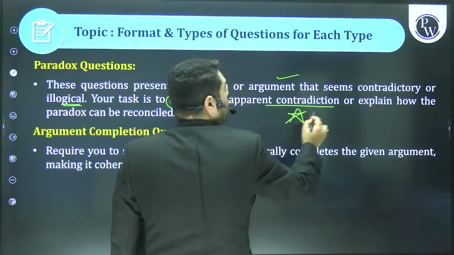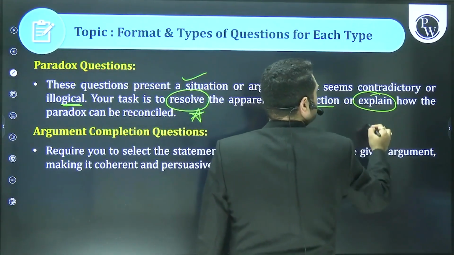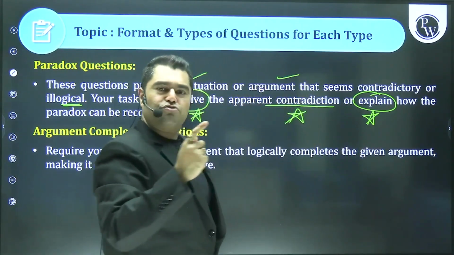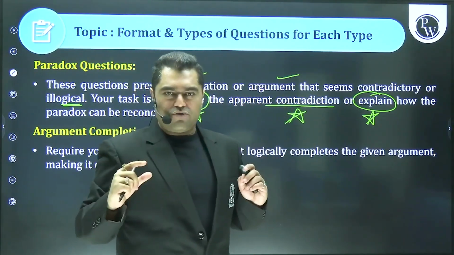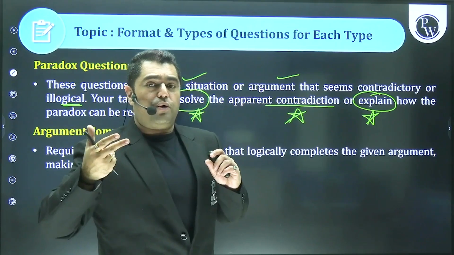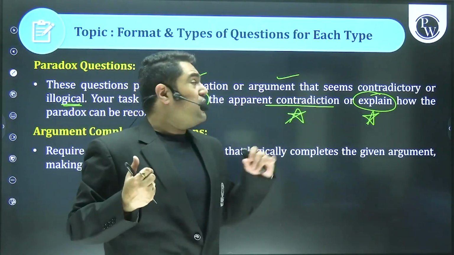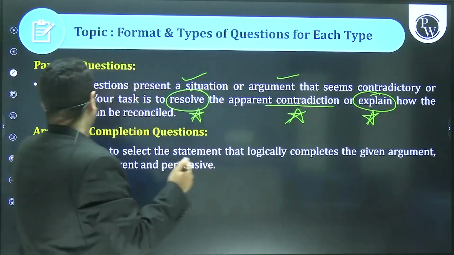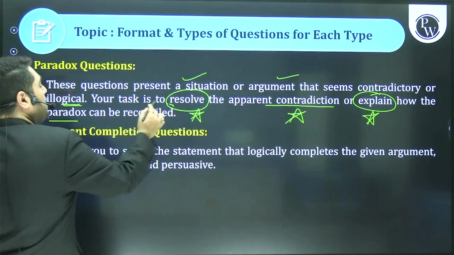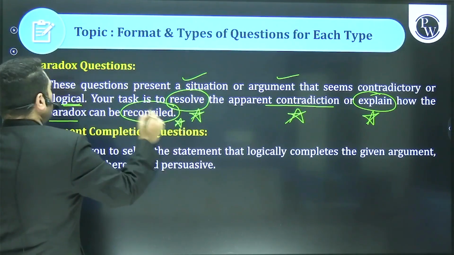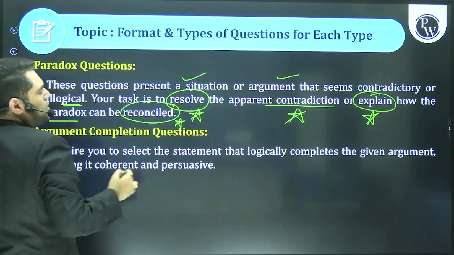This is a keyword. Or explain. This is a keyword. So as soon as the question stem comes, with which of the following best explains, resolves, contradiction, how the paradox can be reconciled. So let me highlight it for you.